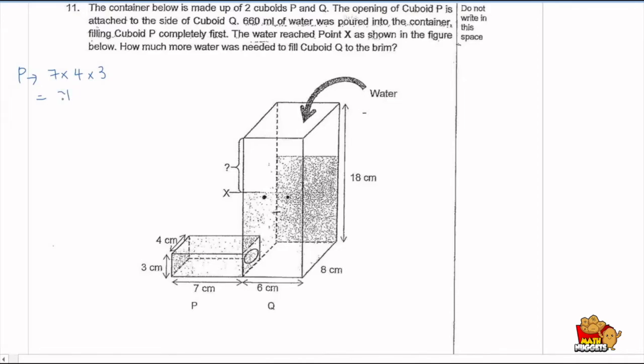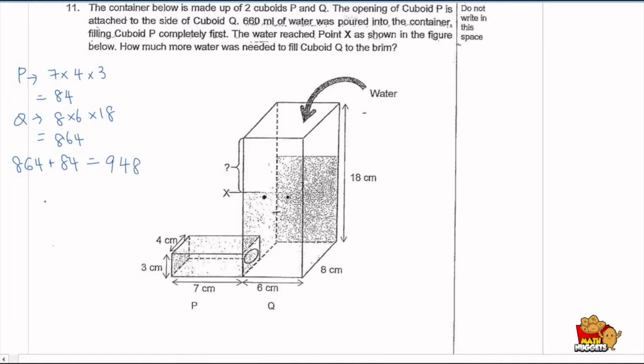84. Capacity for Q, 8 times 6 times 18, 864. So the total capacity for both of them, 864 plus 84, is 948.